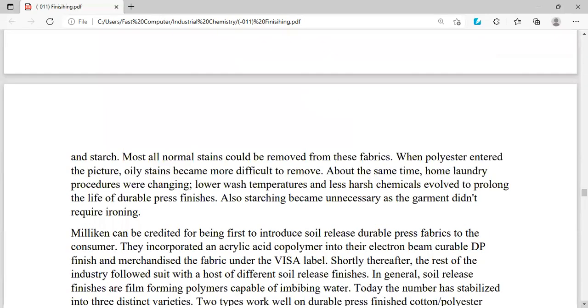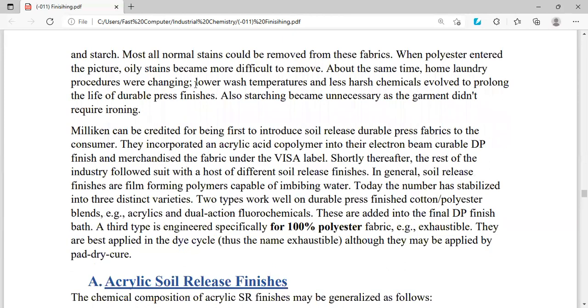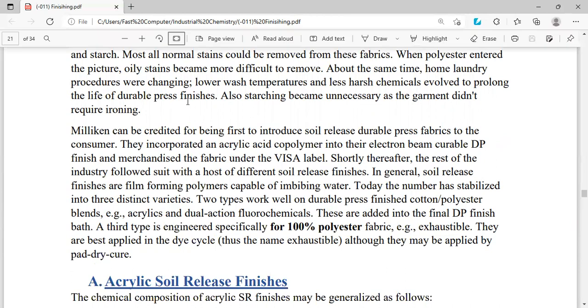When polyester entered the picture, oily stains became more difficult to remove. About the same time, home laundry procedures were changing. Lower wash temperatures and less harsh chemicals evolved to prolong the life of durable press finishes. Also, starching became unnecessary as the garment did not require ironing.